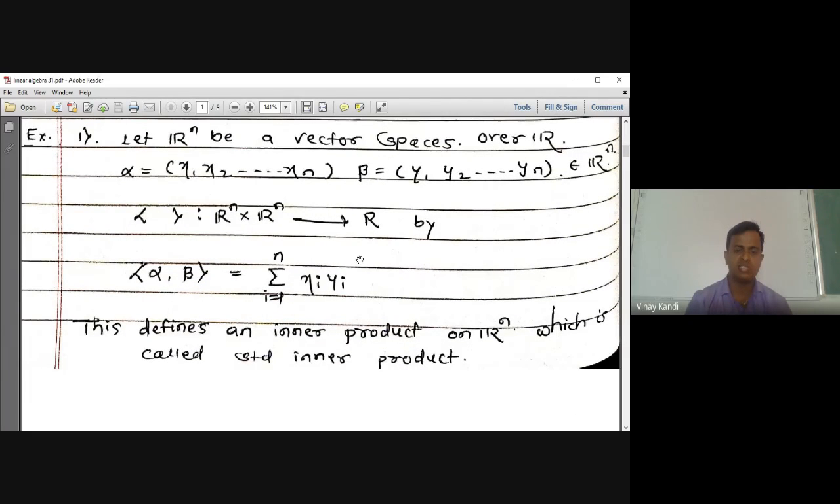Okay, this is the definition of standard inner product space. Alpha comes from Rn and beta comes from Rn, so we can write them in the form x1, x2 up to xn. The inner product of alpha and beta is defined as the summation, i equals 1 to n, of xi into yi.